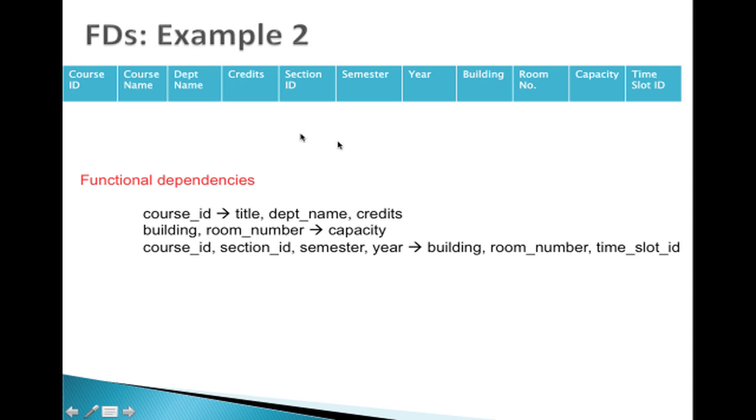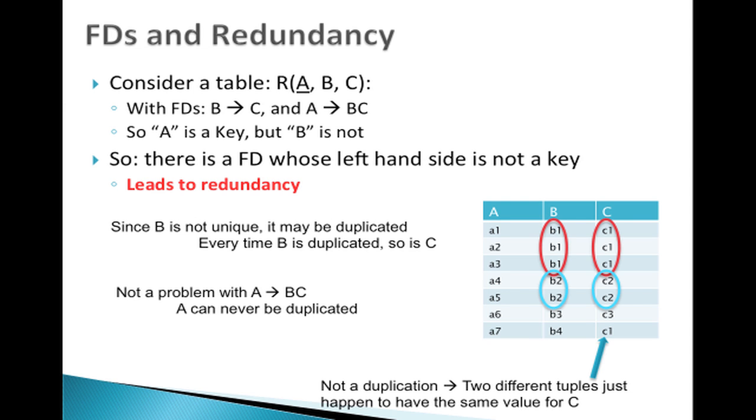Here's another schema, and I'll let you think about the functional dependencies in this schema. So the different functional dependencies here are that course ID implies title, department name, credits, building room number implies capacity, and so on. So what is the problem with the functional dependencies, and why do we want to think about them?